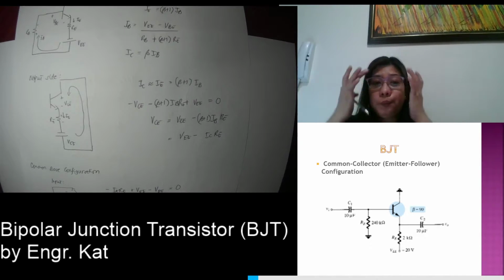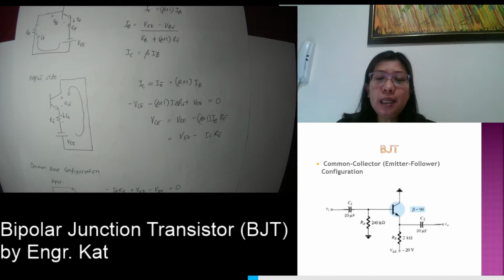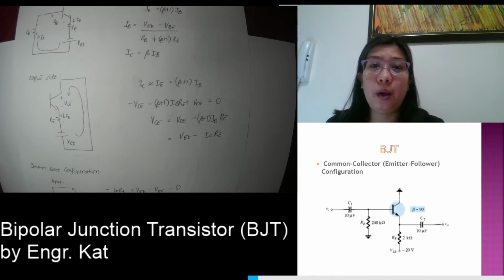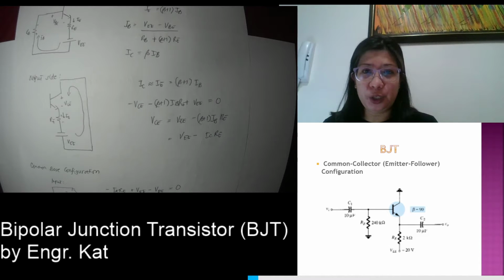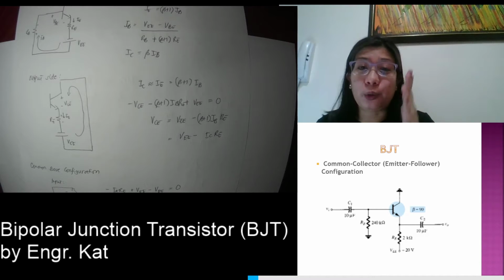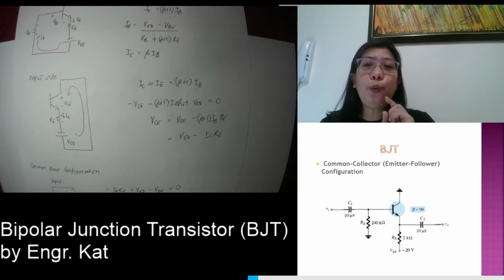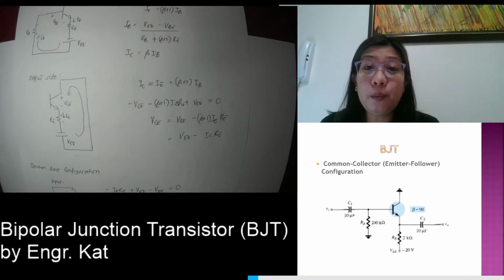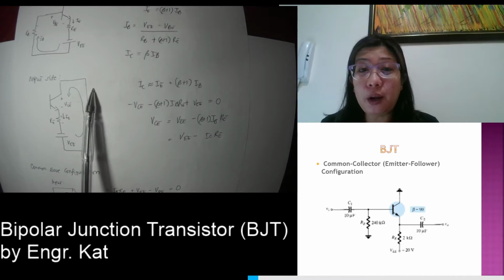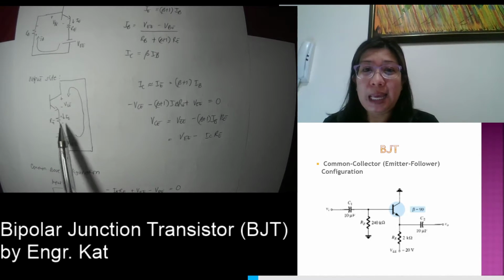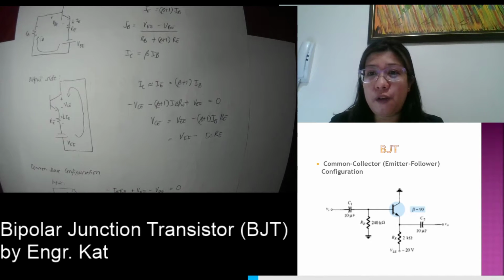This is an example of a common collector configuration because the output here is taken at the emitter, while in all of the previous configurations that we have discussed, the outputs were taken from the collector terminal. One thing that deviates from our common emitter configuration, aside from this emitter follower or common collector configuration, is the common base configuration.